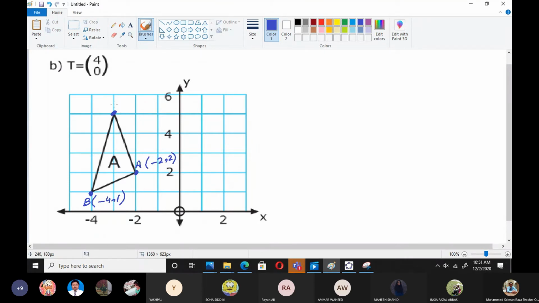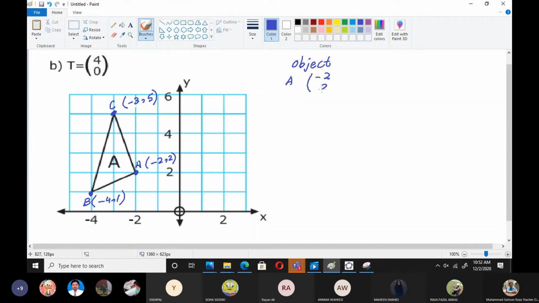And over here, if I say this is C, this is minus 3 comma 5. These are the coordinates. Okay. And now I'm going to write the object over here.